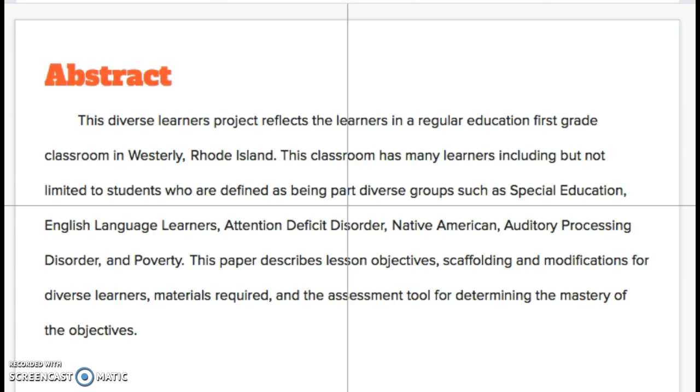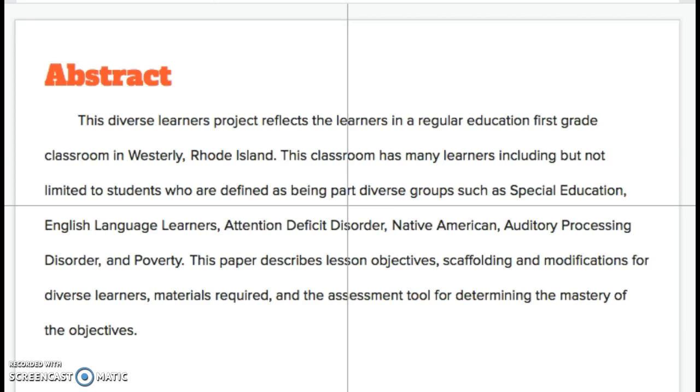So this project will reflect the learners that are in a regular education first grade classroom. This classroom has many learners, including but not limited to students who are defined as being part of diverse groups such as special education, English language learners, attention deficit disorder, Native American, auditory processing disorder, and poverty.